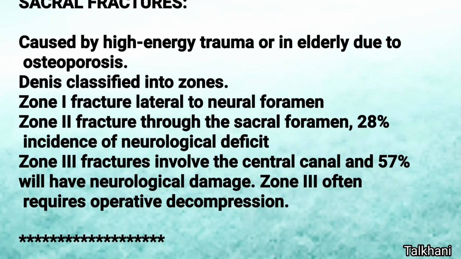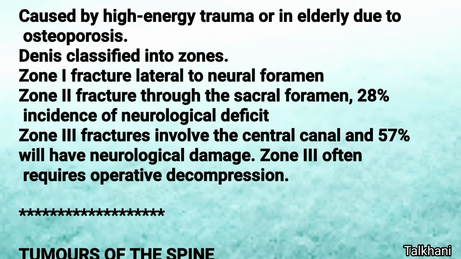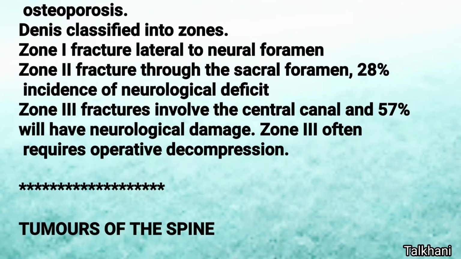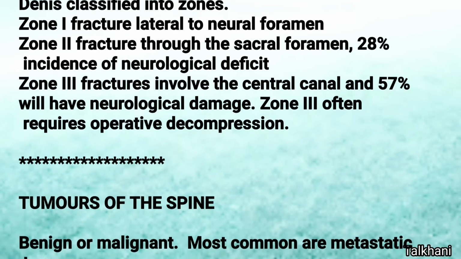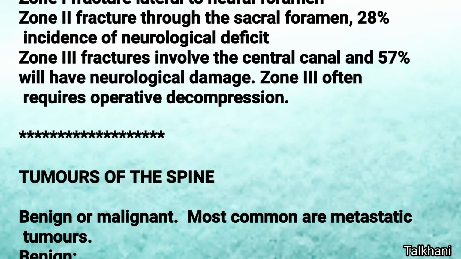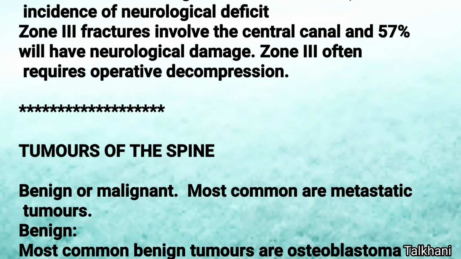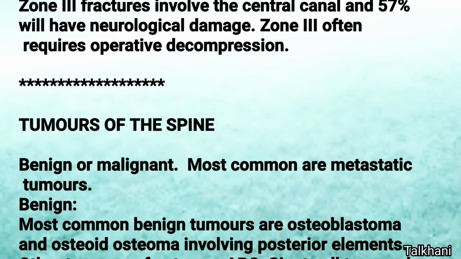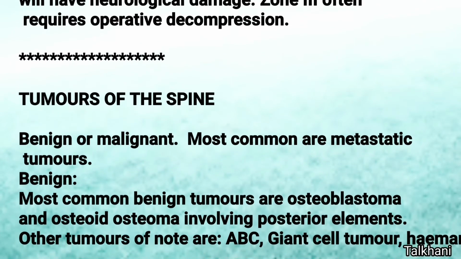Tumors of the spine. Broad groups are benign or malignant. Most common tumors of the spine are metastatic tumors. Benign tumors of the spine are mainly osteoblastomas and osteoid osteomas involving posterior elements. Other benign tumors which may be seen in the spine are aneurysmal bone cysts, giant cell tumor, hemangiomas, and eosinophilic granuloma. Benign tumors of the spine commonly present with pain and scoliosis.